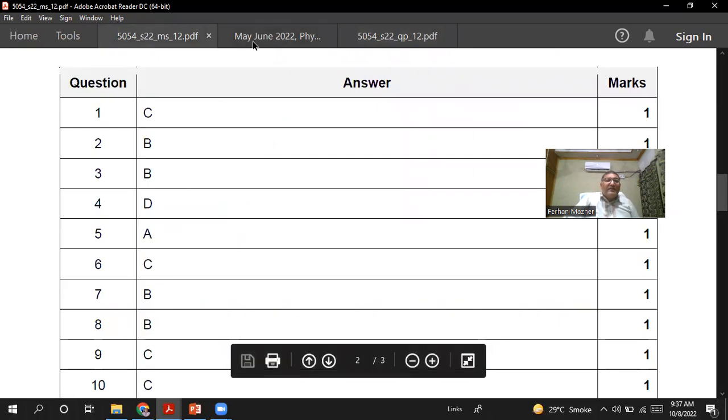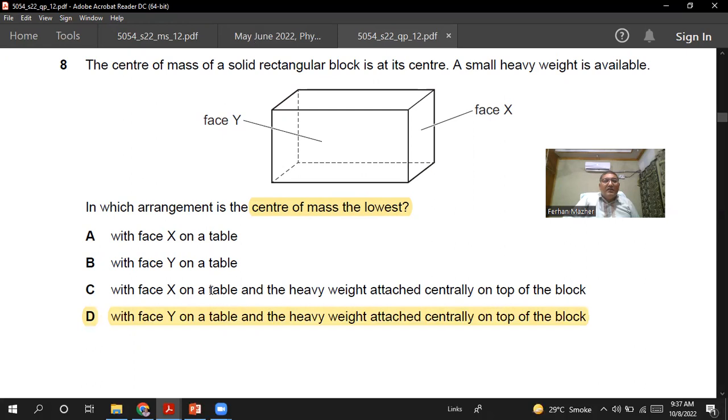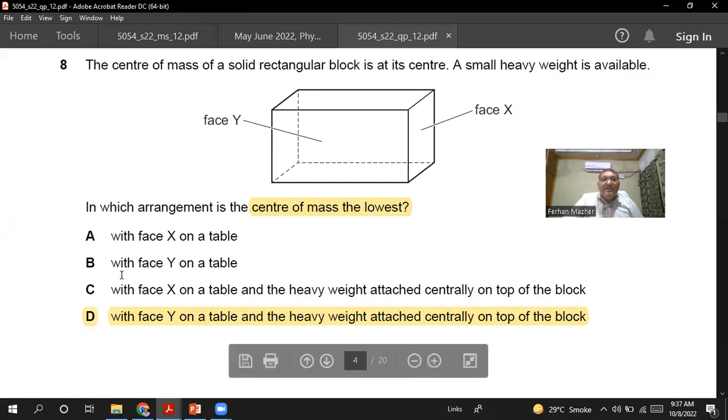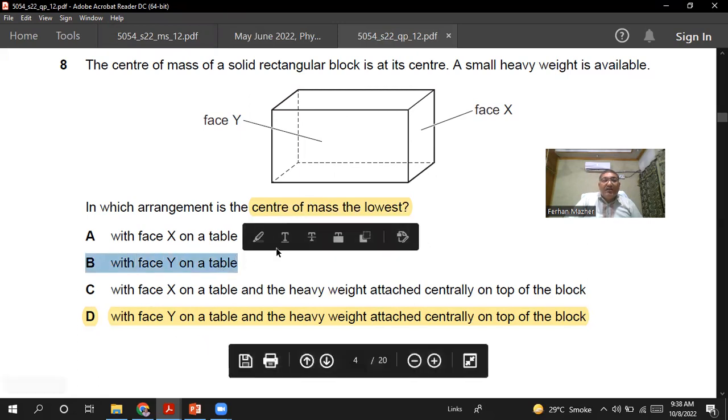But there's a problem. If you put a mass with it, the center of mass of a solid rectangular block is at its center. A small heavy weight is available. In which arrangement is the center of the mass lowest? With the face X on a table? No, because if you put the face X downward, then this length will become the height, so the center of the mass will be higher. With the face Y on a table, yes, that is true. That is 100% true. So I think this is the best option, not the D one.